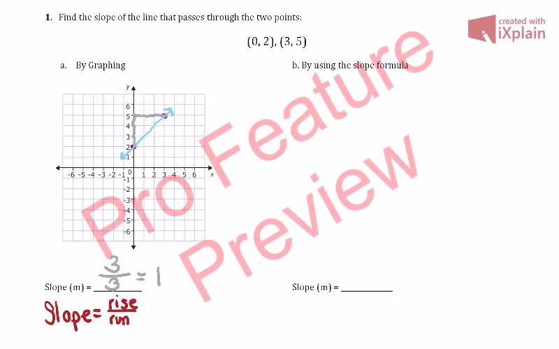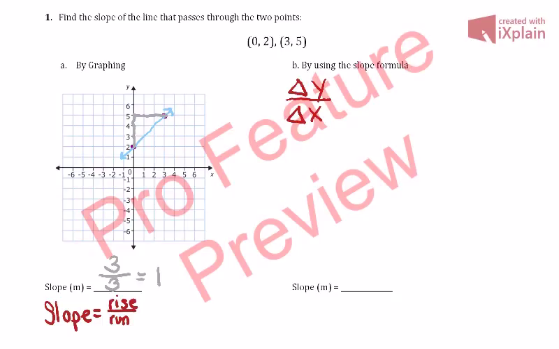Now let's go ahead and find the slope using the slope formula, because you will not always be given a graph. Our slope formula is going to be the change in y. That's all that little triangle means. It's actually a delta. Delta y over delta x. The change in y over the change in x.